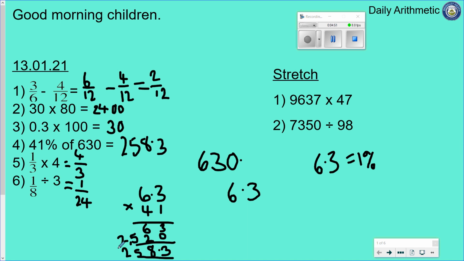Stretch questions, so number 1, the answer is 452,939, and question 2, the answer is 75.